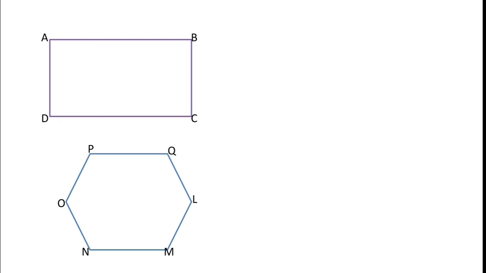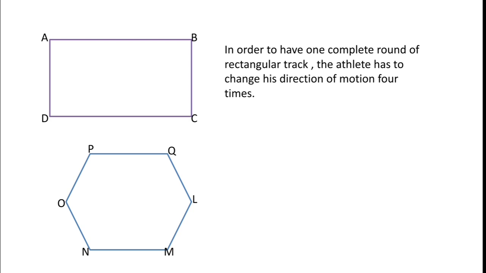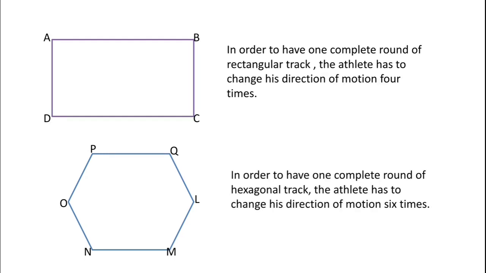It means that in order to complete one round of the rectangular track, the athlete has to change his direction of motion 4 times. Now suppose the track was not rectangular, but a hexagonal track. Then what happens? Again, the athlete is running along this track with a constant speed. But as there are 6 corners, in order to complete one round, the athlete has to change his direction of motion 6 times. So we see that in the rectangular track there are only 4 sides, so the athlete changes his direction of motion 4 times.